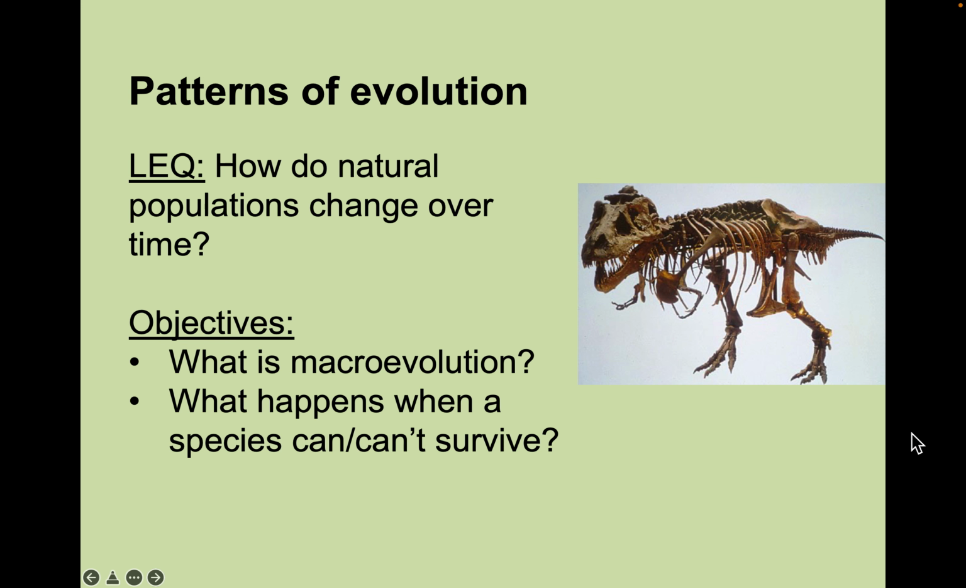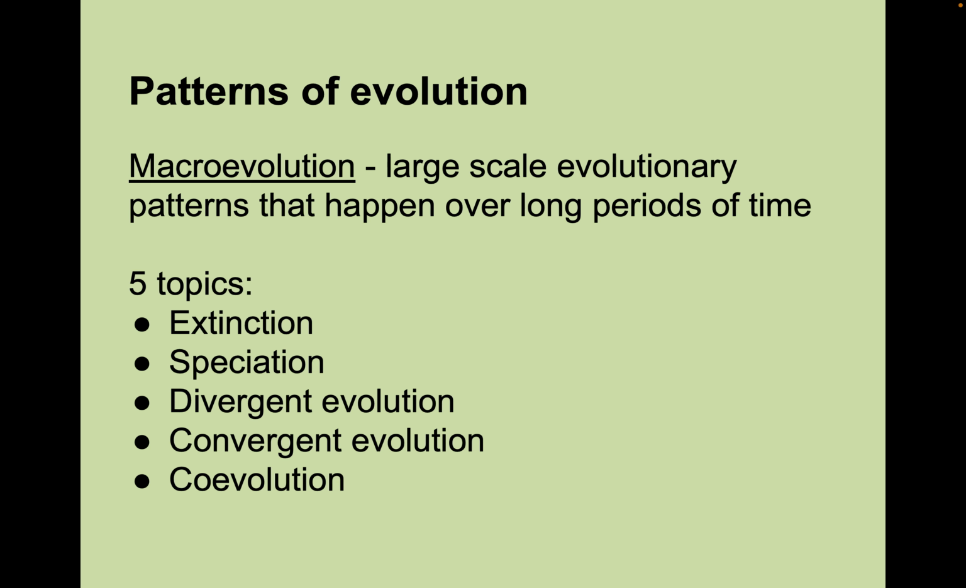Patterns of evolution, or what does evolution really look like over time? What do we see physically? Macroevolution. Macro is the opposite of micro. So micro means small, like microscope. Macro means big. So macroevolution are big changes that we can see over long periods of time. There is also microevolution, which is about genetics and how they change over time. But these notes are looking at macro, the big picture.